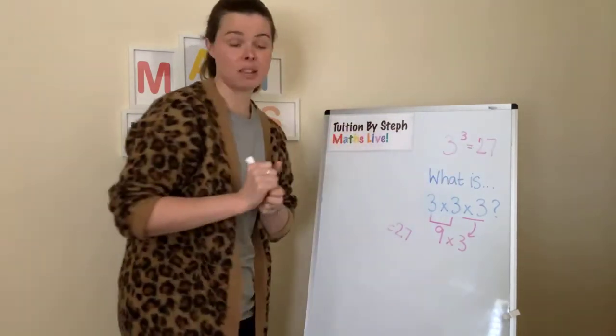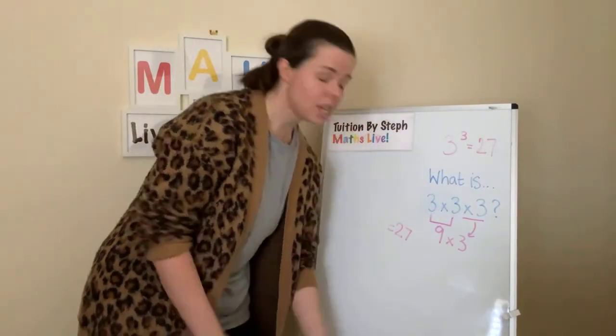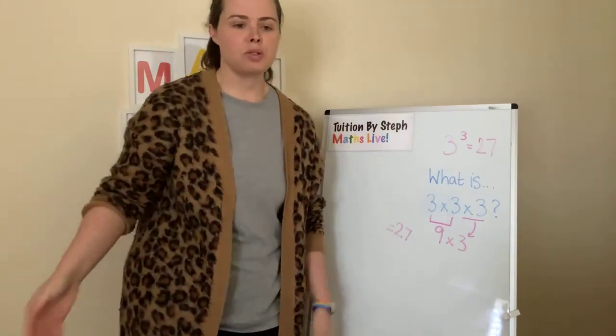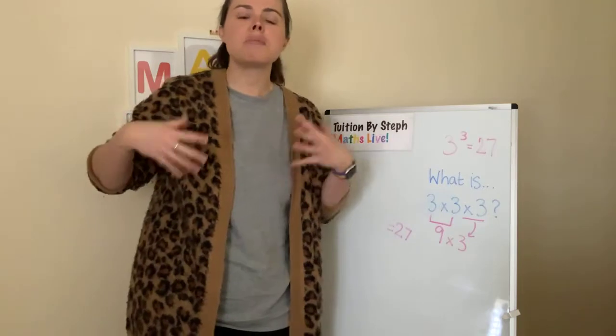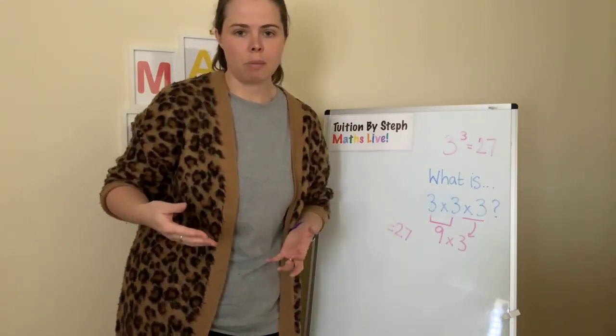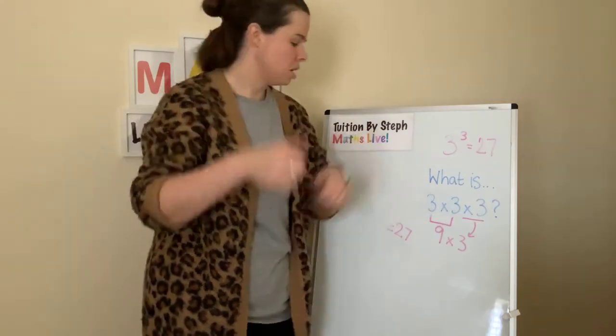And you do it with any number. If you ask for 6 cubed, you do 6 times 6 times 6. If you ask for 12 cubed, you do 12 times 12 times 12. Obviously, as the numbers get bigger, the second part of the calculation gets a little bit more complicated. But as long as you know the method, you're fine.